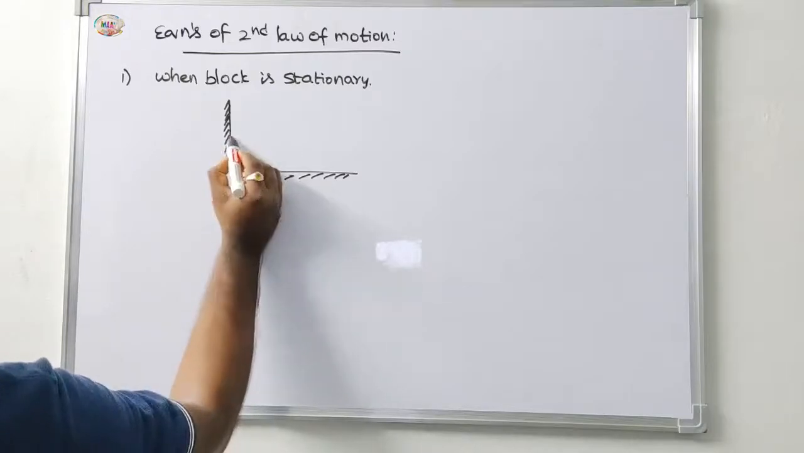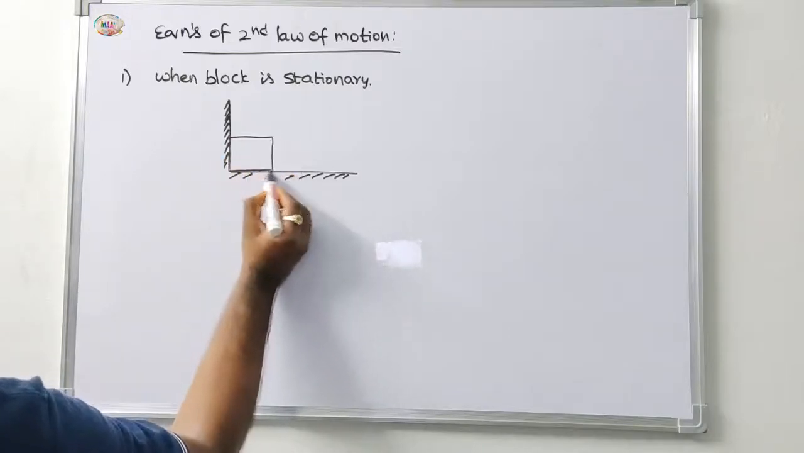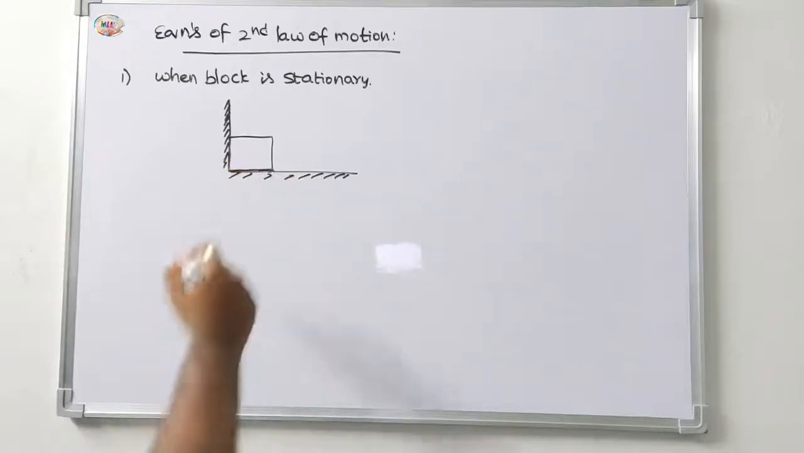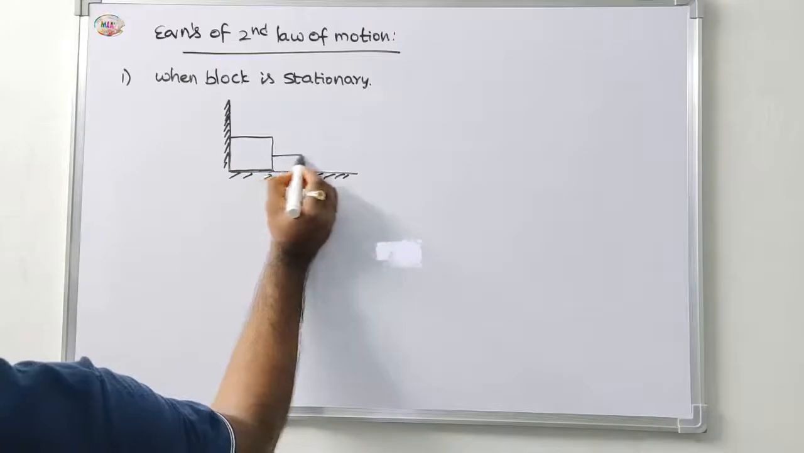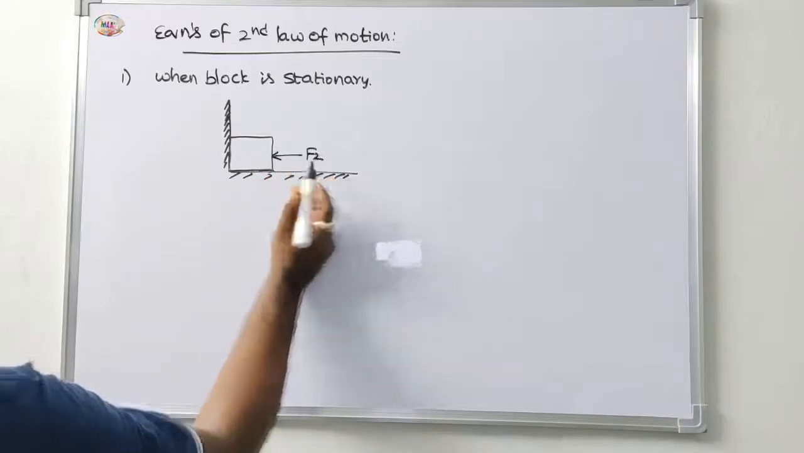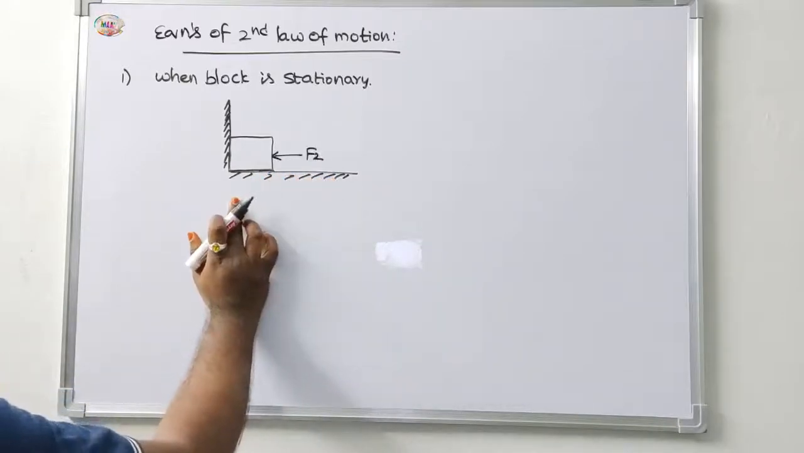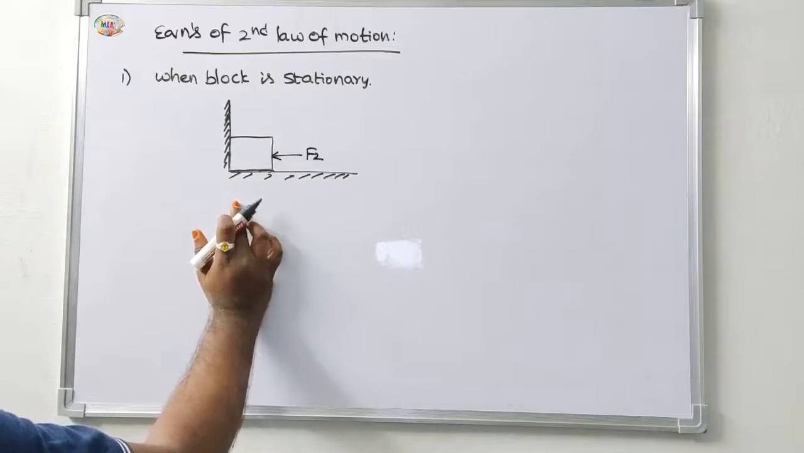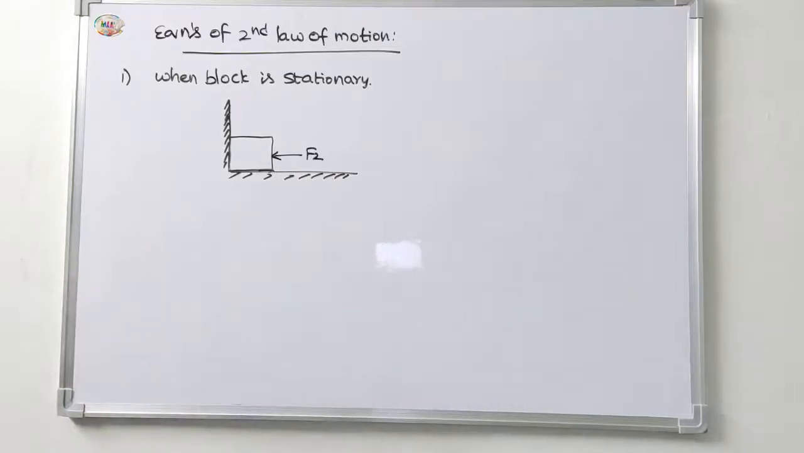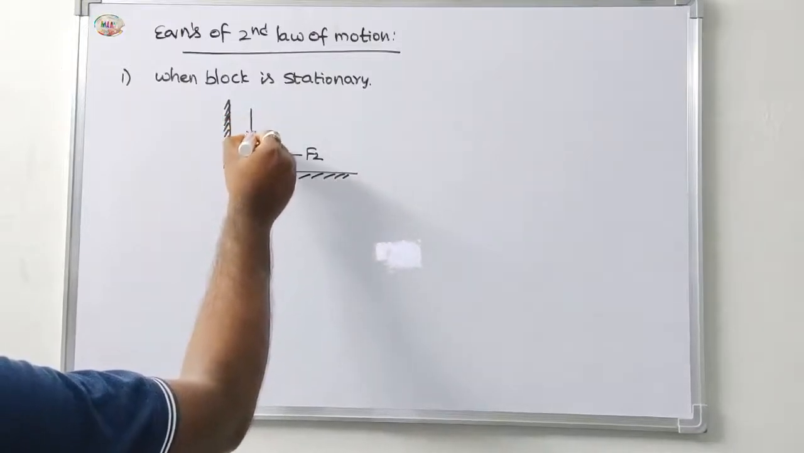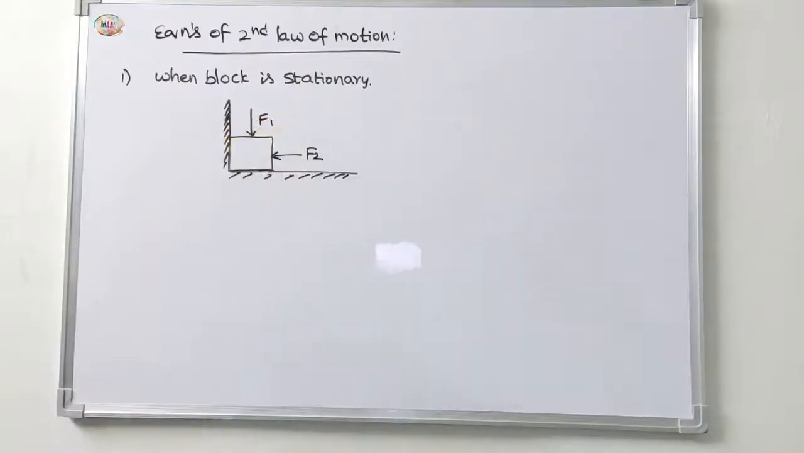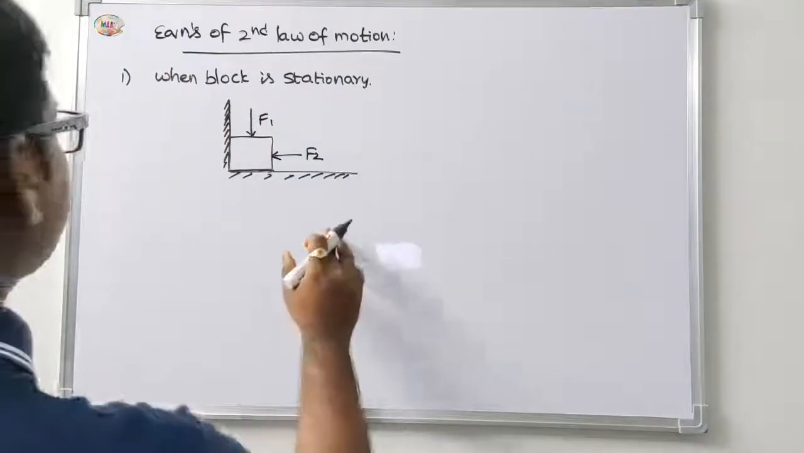It will be stopped against the wall. The block will be stationary. The force F2 is acting, and the force F1 is acting in this manner.